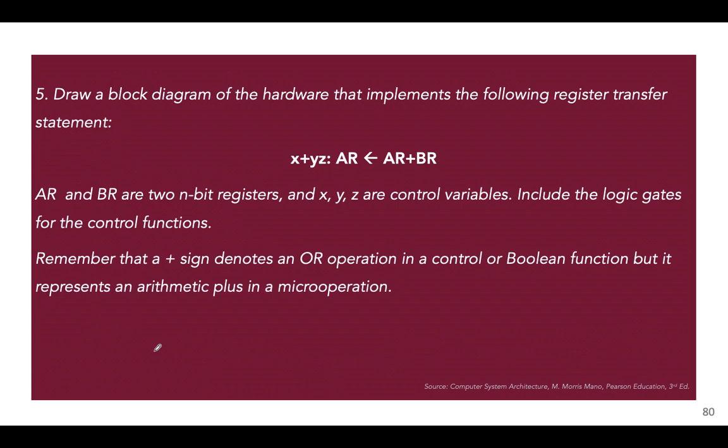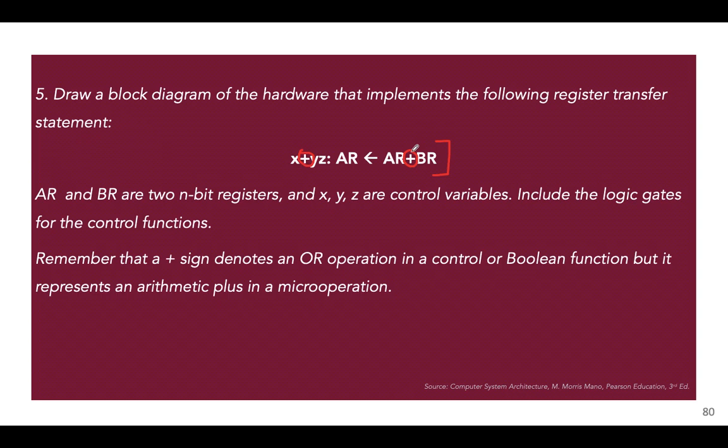Next question. Draw a block diagram of the hardware that implements the following register transfer statement. So this is the register transfer statement. Again, very simple. AR and BR are two n-bit registers. X, Y, Z are the control variables. We have to include the logic gates for the control functions, obviously. You have to remember that a plus sign denotes an OR operation. See, I told you this. Plus sign denotes an OR operation in the control function, but it represents an arithmetic operation inside the micro operation.